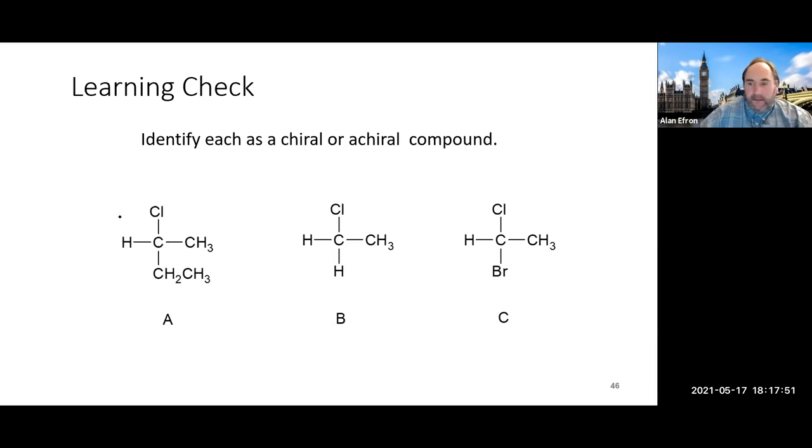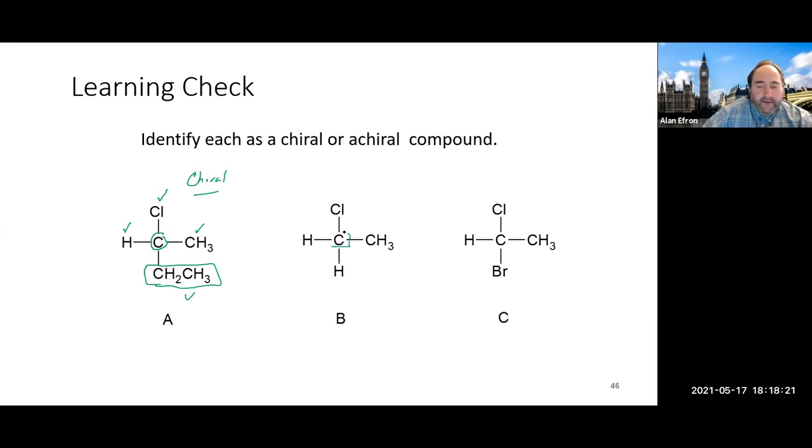Okay, so let's take a look here. First off, in this case, we want to look at the center carbon. We see a chlorine, which is different than a hydrogen. That's different than a methyl group. And this here is an ethyl group. So that is 4 different groups attached to that carbon. That would make this guy a chiral molecule. Any questions on that there?